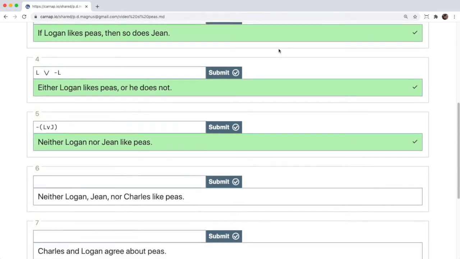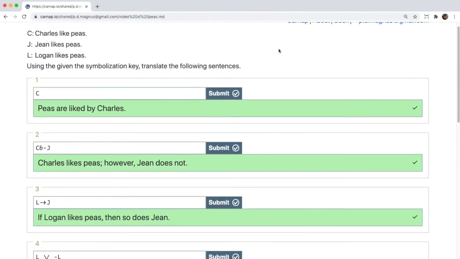To make that point again, let's look back at number 1. The simplest answer was C, Charles likes peas. We could have said, though, Charles likes peas and also Charles likes peas. Carnap says, logically equivalent to a standard translation. That's a perfectly good answer, too. Okay.